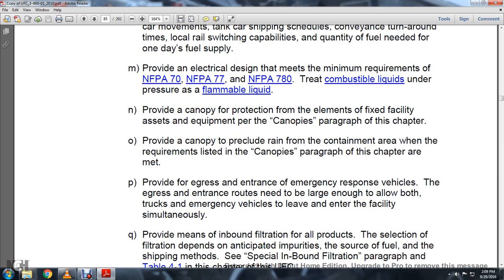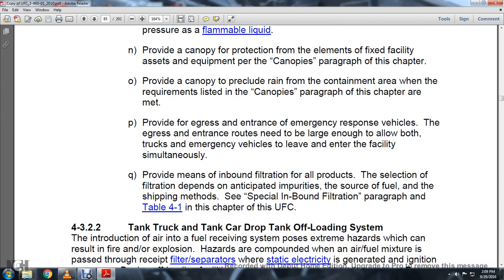Provide the egress and entrance of emergency response vehicles. The egress and entrance routes need to be large enough to allow both trucks and emergency vehicles to leave and enter the facility. Provide a means of inbound filtration for all product selection, filtration, dependence, anticipated impurities, source of fuel, and shipping method. For special inbound filtration, see paragraph 4.1 of this chapter, UFC.